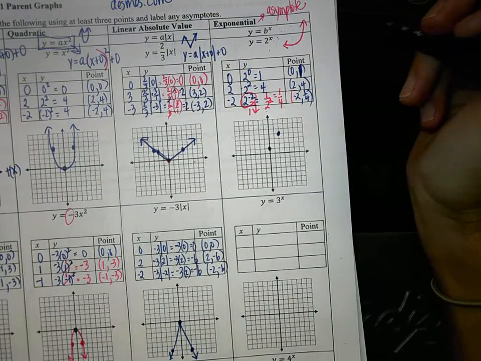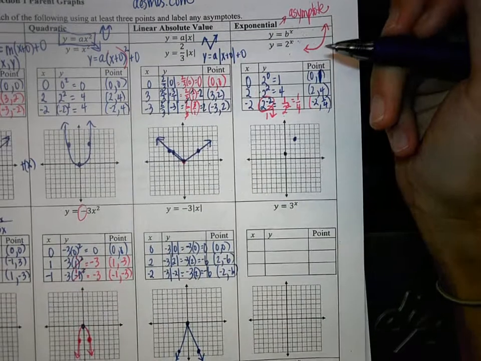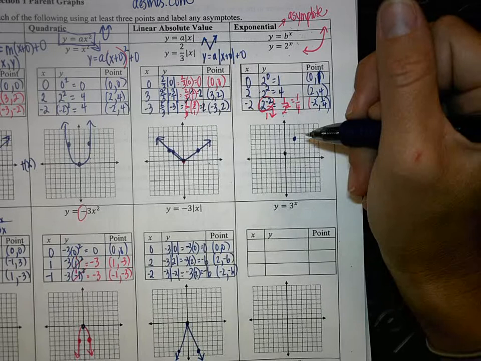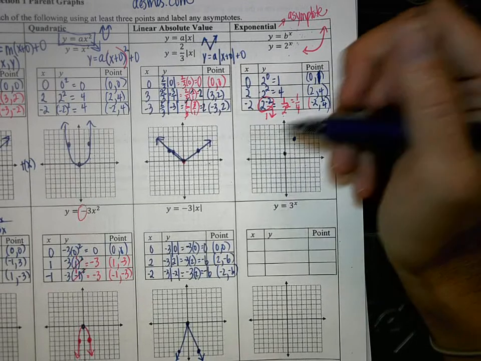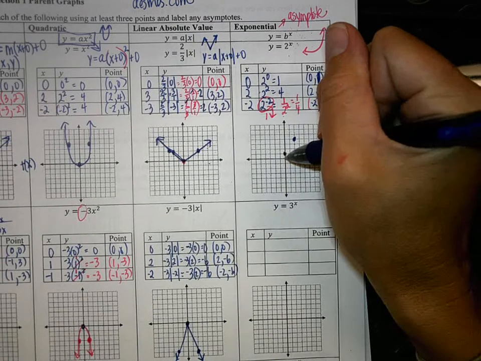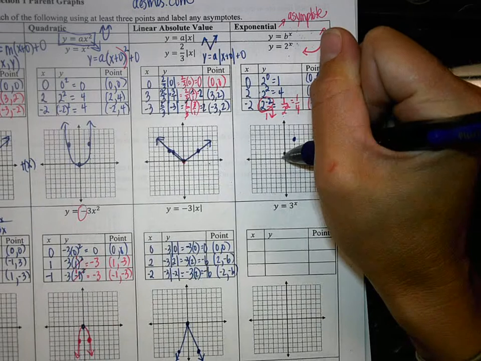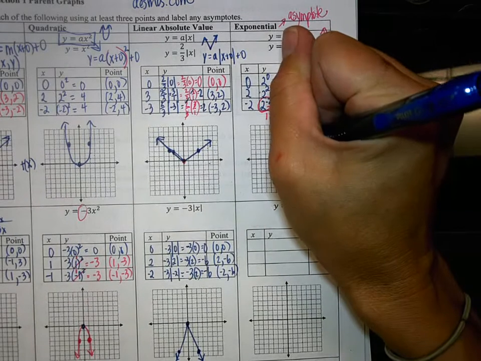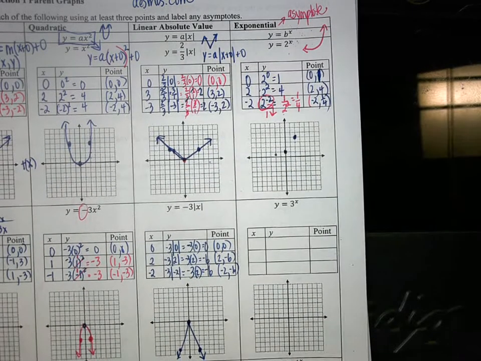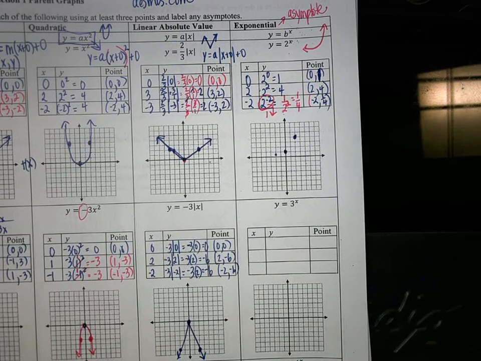So what does that mean when you're plotting it on a graph? Very good. It's in between 0 and 1. It's just a little bit above the line. So let's see if I can mark this right. We're going to go -2 and up 1/4. So something like that. It just has to be in between 0 and 1. Are we good there? Okay.